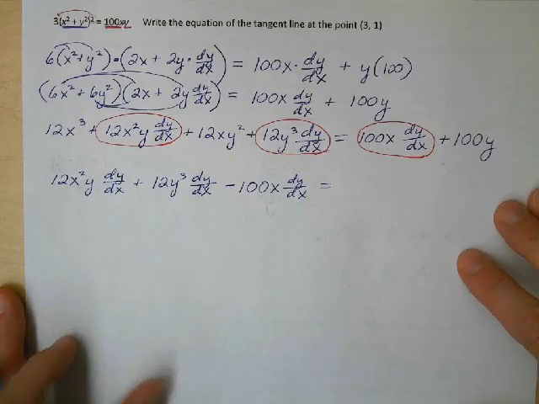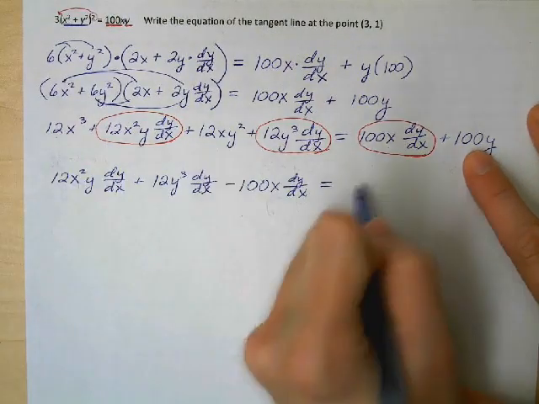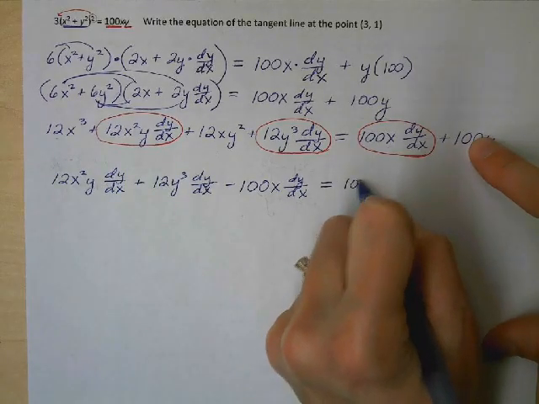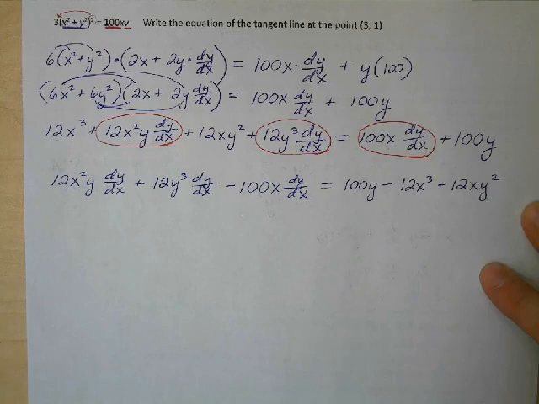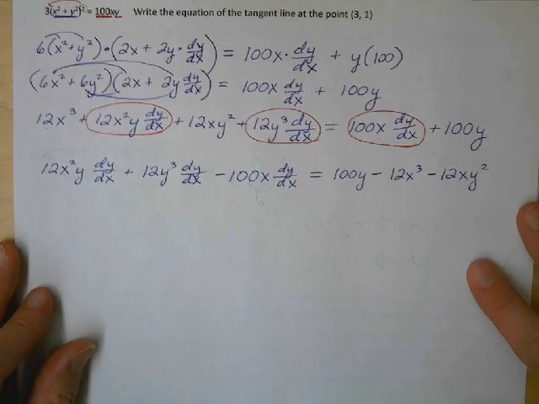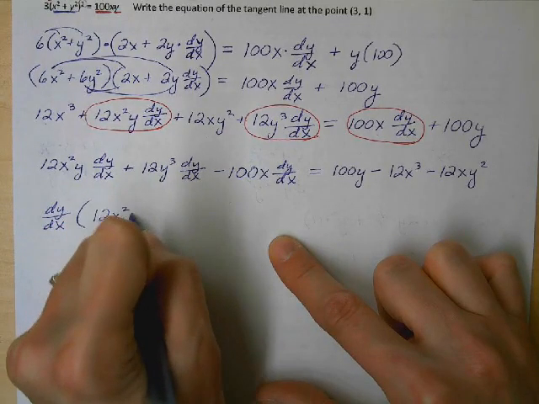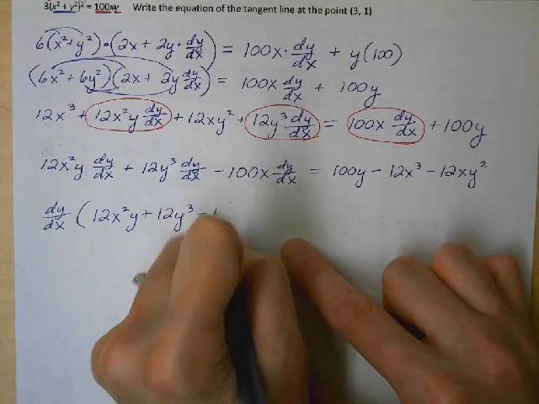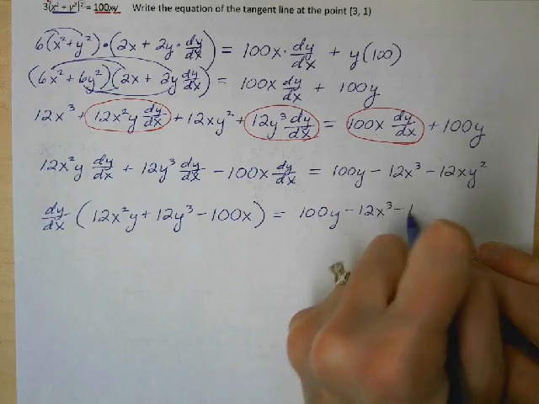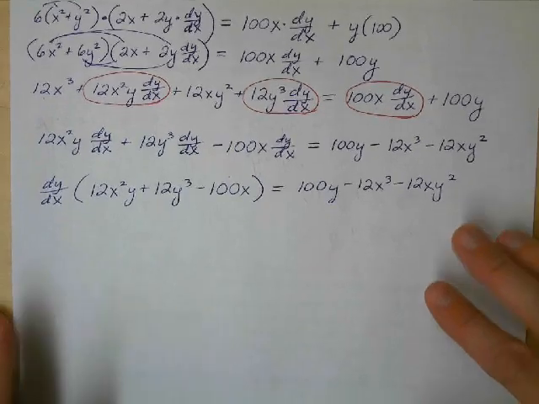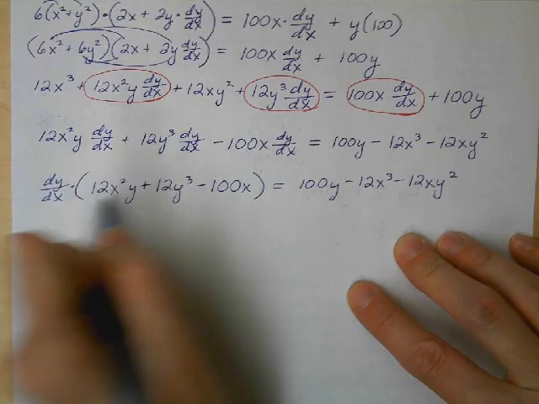So it's a lot of organizing. Those three things in red we got to one side, and then I can move the other items to the other side. We have this 100y already over here, which is fine. We have 100y, and then minus 12x to the third and minus 12xy squared. It's messy. Then they say to factor out the dy dx. So now I have 12x squared y plus 12y to the third minus 100x equals 100y minus 12x to the third minus 12xy squared. It just takes a while to get it all. And then divide by this, so you finally get dy dx by itself. You have to divide by that parenthesis.